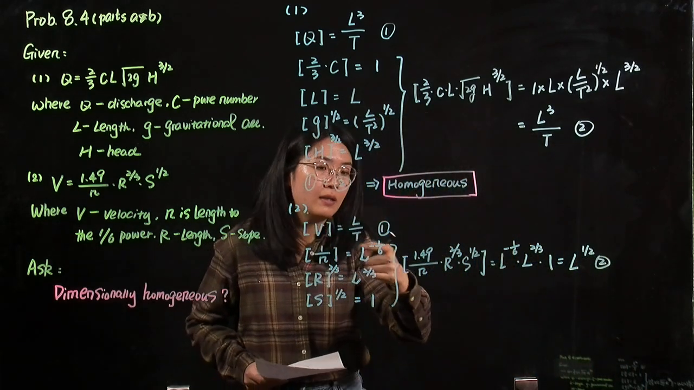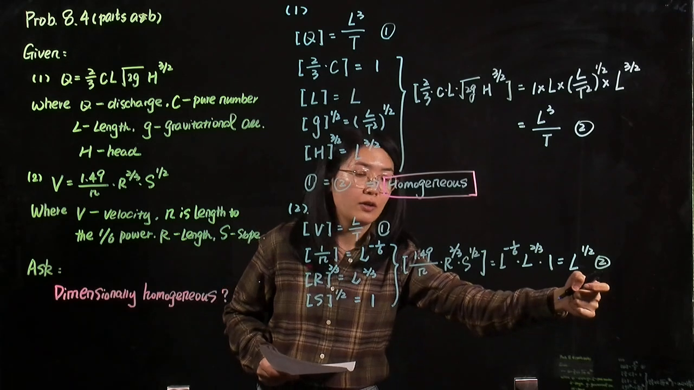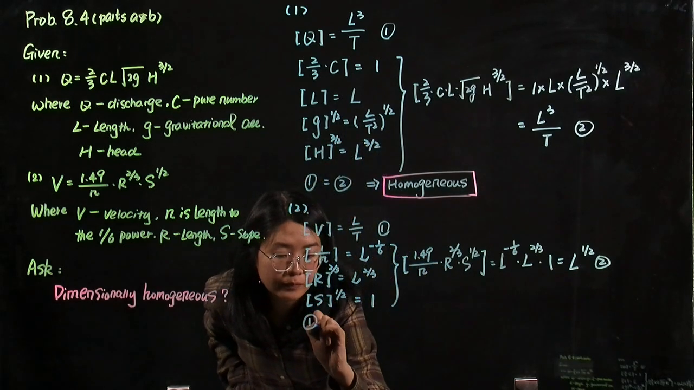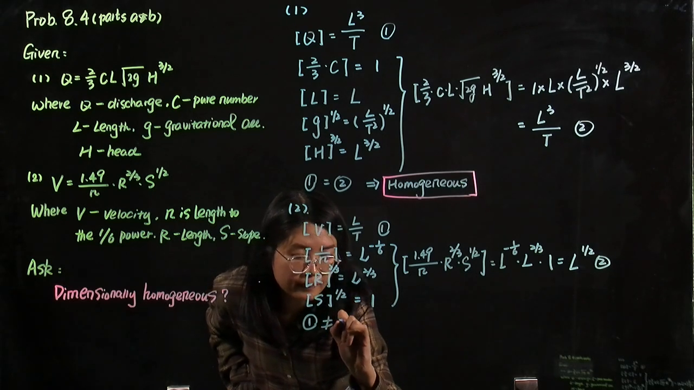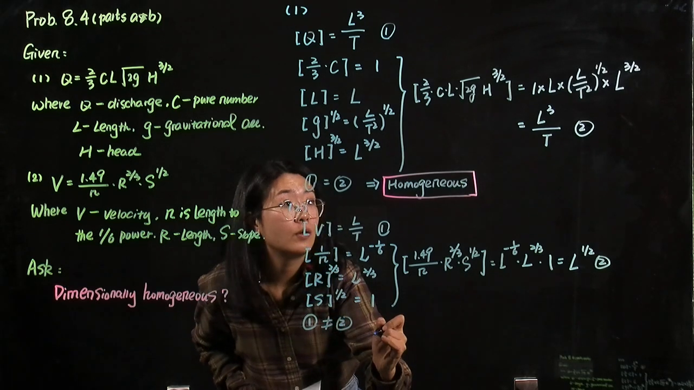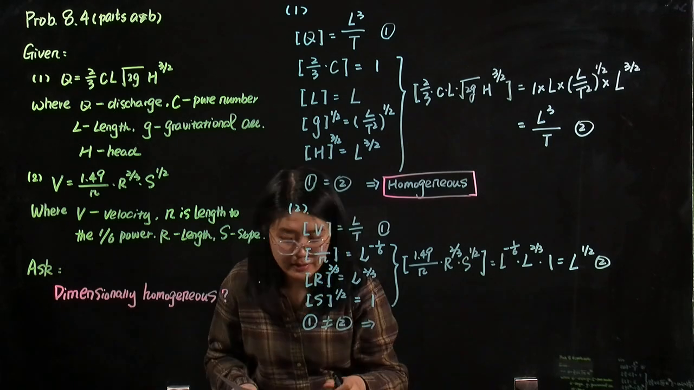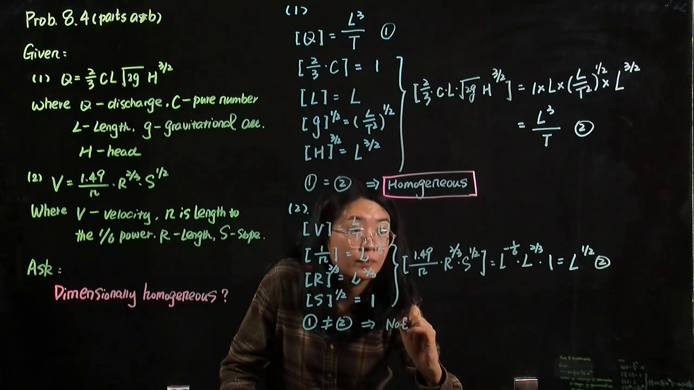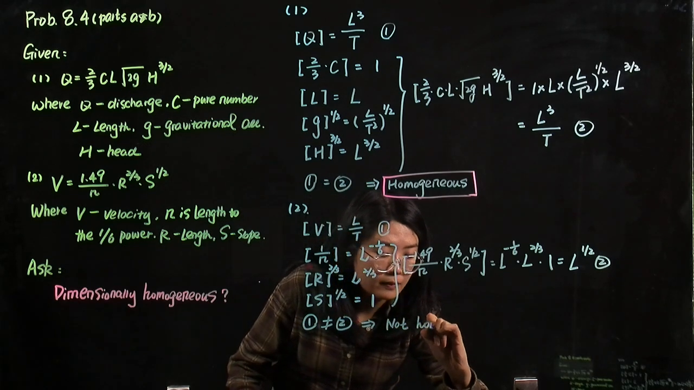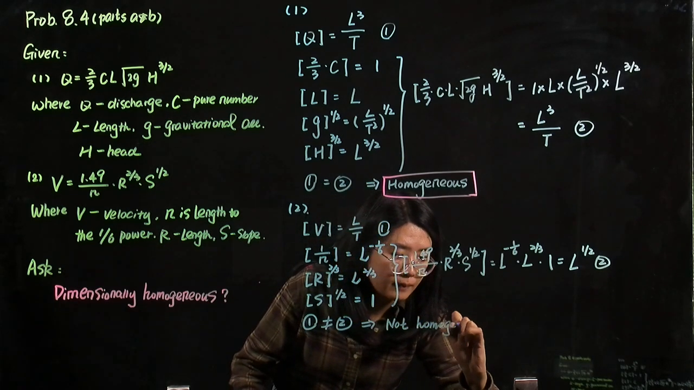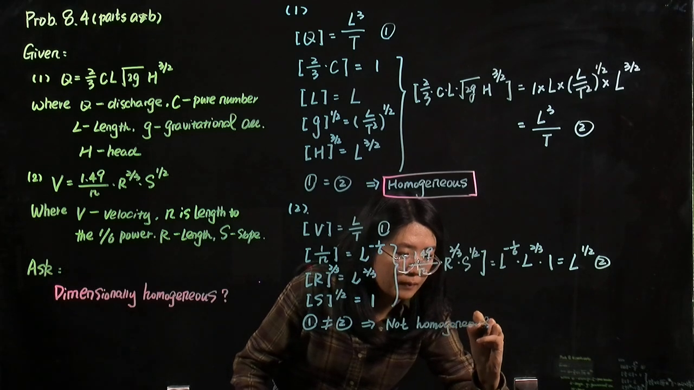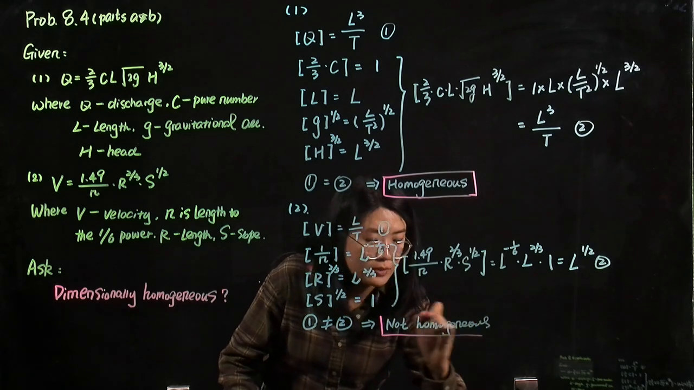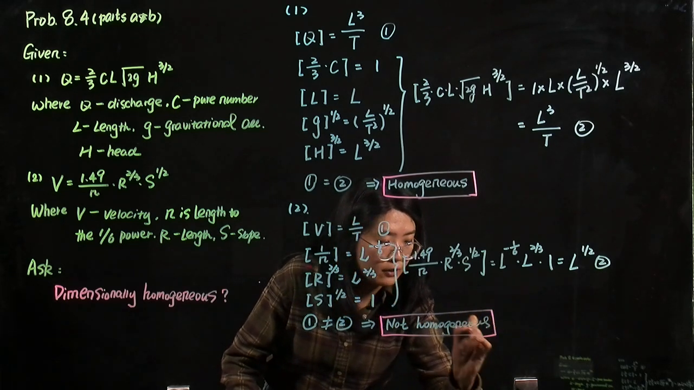So we know that equation 1 doesn't equal equation 2, right? So for this case, we know that this equation is not homogeneous. This is the result for the second question.